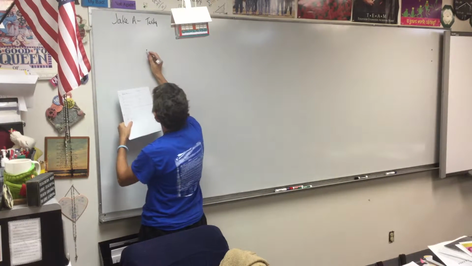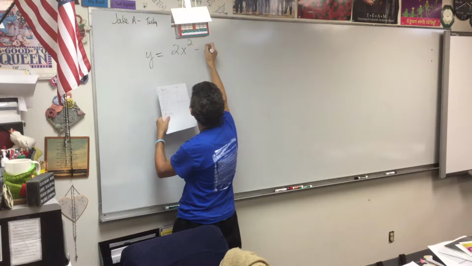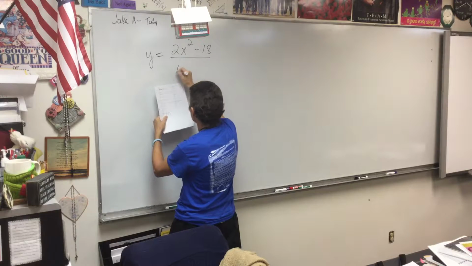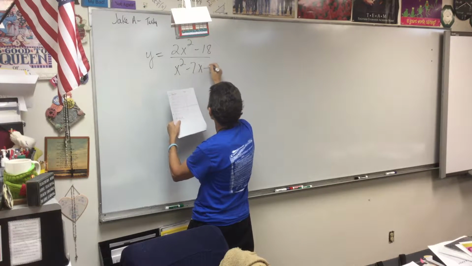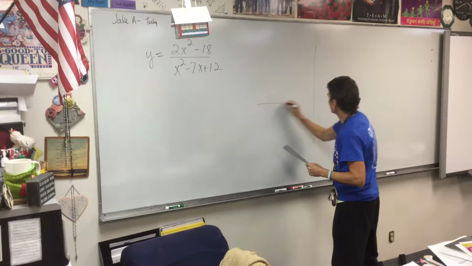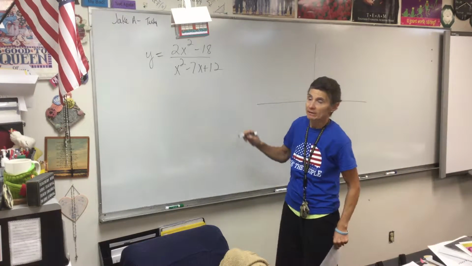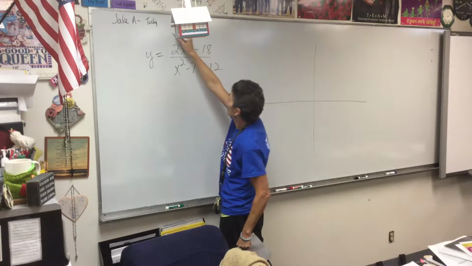We're going to sketch this guy, and our equation is 2x squared minus 18 over x squared minus 7x plus 12. All right, here we go. We know what to do. We've done these before. Step 1 is we want to get it factored. So we can take a 2 out of the top.